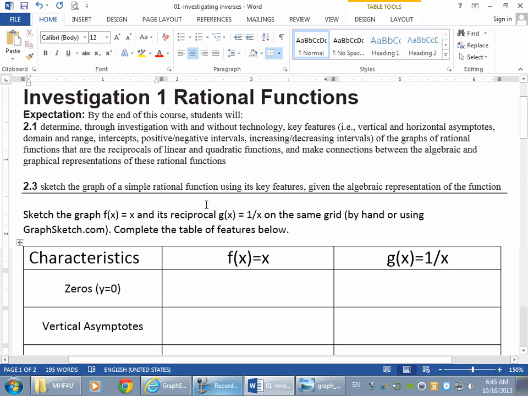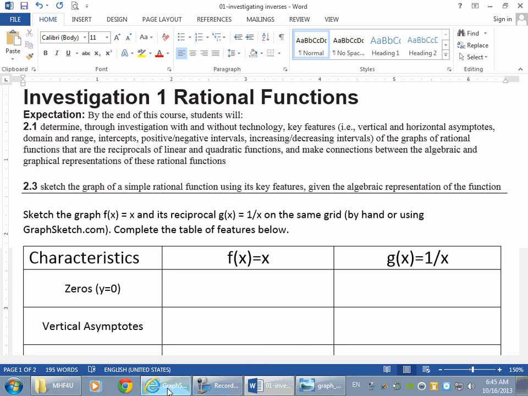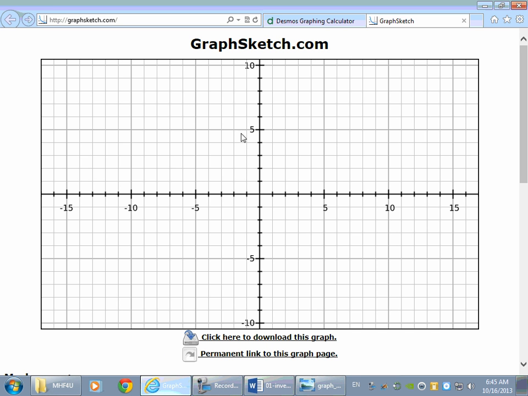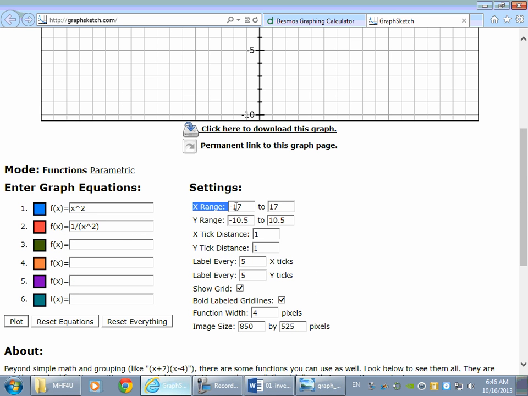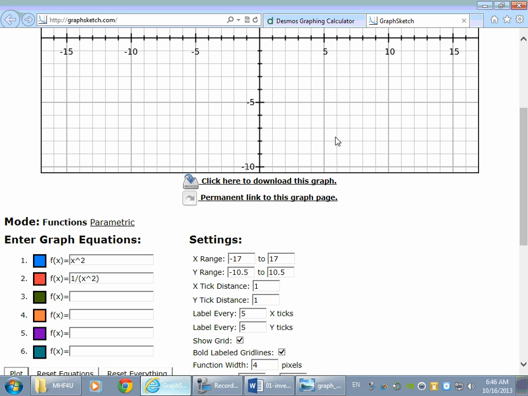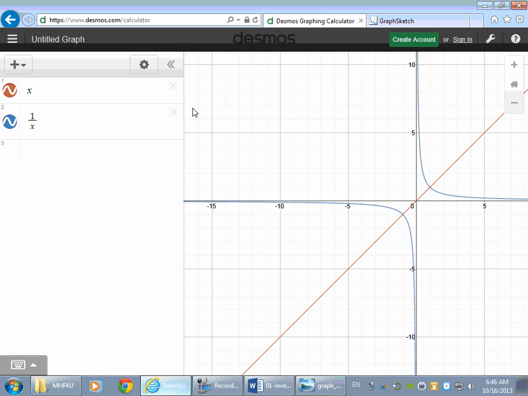And my suggestion is, the assignment says sketch the graph and its reciprocal on the same grid, and I wrote by hand or using graphsketch.com. I like graphsketch.com because it allows me to take a picture of this, and I can then copy and paste it right into the other file if I choose to. It's also a little bit nicer to adjust using domain and range. If the graph needs to get bigger or smaller, I can zoom in, zoom out using that a little bit more nicely than with the Desmos that I tend to like.